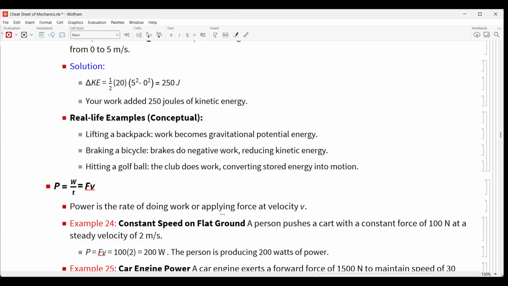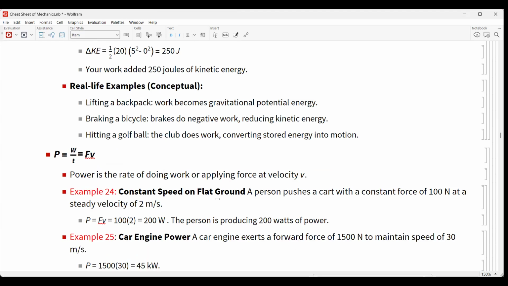Lifting a backpack, work becomes gravitational potential energy. Braking a bicycle, brakes do negative work, reducing kinetic energy. Hitting a golf ball, the club does work converting stored energy into motion.